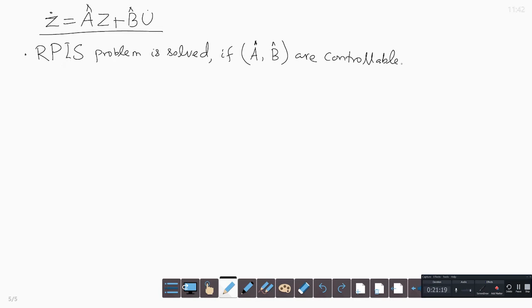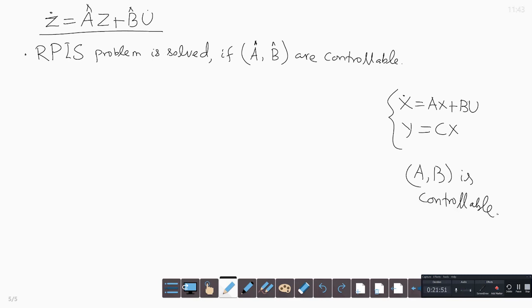This is just like we have defined for state feedback control to be possible for the system x dot equals Ax plus Bu and y equals Cx. For this system, state feedback control is possible if the matrix pair A, B is controllable. Now, for the industrial problem with regulation and internal stability, the system is augmented with the augmented state vector Z, and for this augmented system the pair A hat, B hat should be controllable.